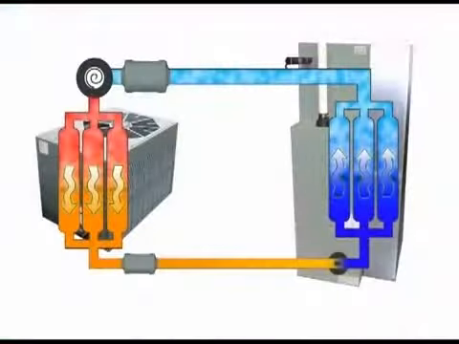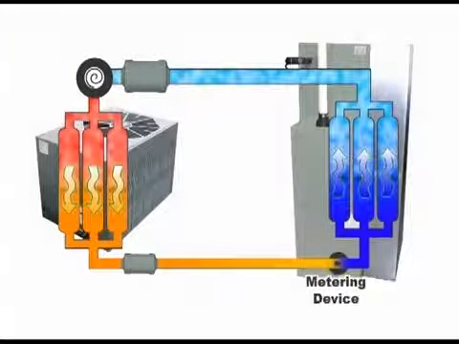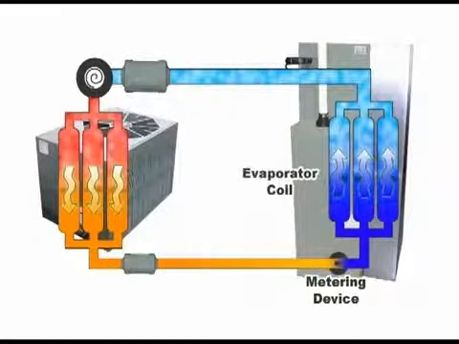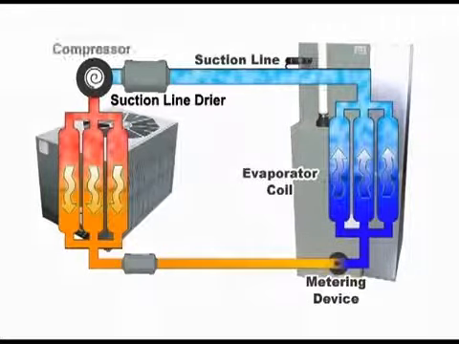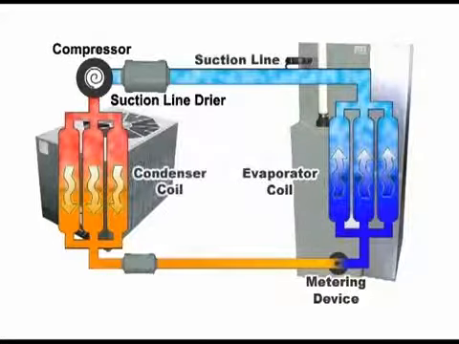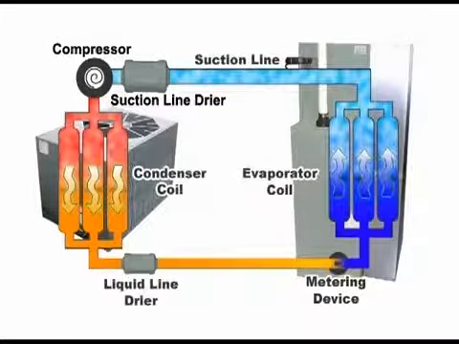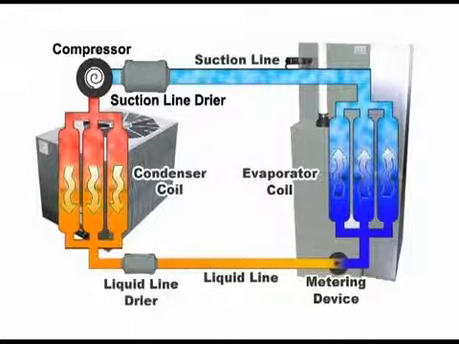The components that make up the system include a metering device, evaporator coil, suction line dryer, compressor, condenser coil, liquid line dryer, and liquid line. Now let's take a tour of the refrigerant system loop and check out the purpose of each component.